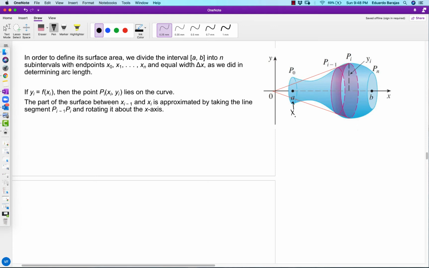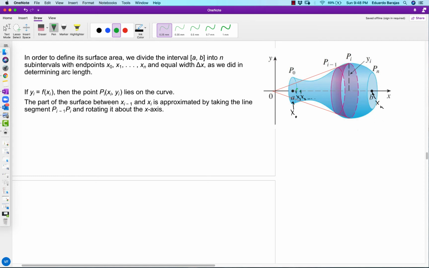a would be x sub 0, and then right next to it would be x sub 1, and then x sub 2, and so on and so forth. And then the very last one out here would be x sub n. Okay. Each one of these would have an equal width of delta x.